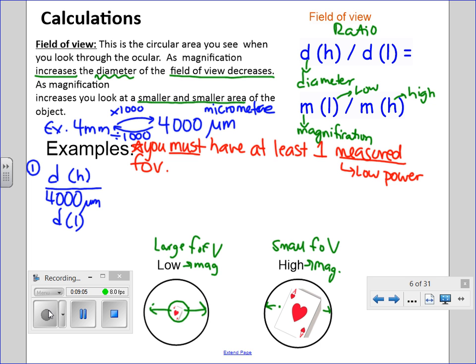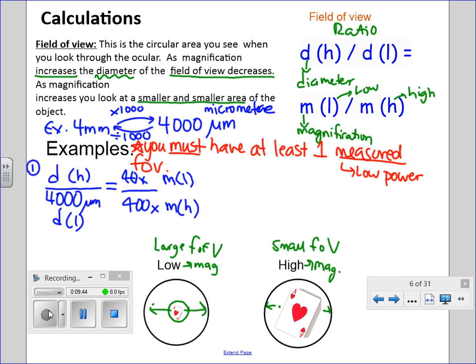And we can make a ratio with the 2 magnifications that represent low and high power, but they have to be in the opposite order, because as magnification goes up, field of view goes down. So on the right, I would put the low power magnification on top. On our microscopes, it's 40 times. And I would put the high power magnification on the bottom. On our microscopes, 400 times. So this is magnification on low, magnification on high.